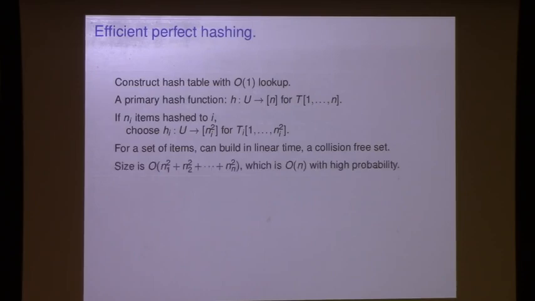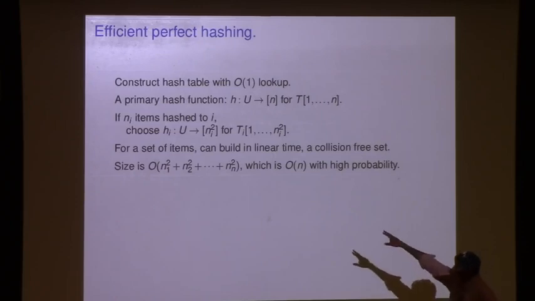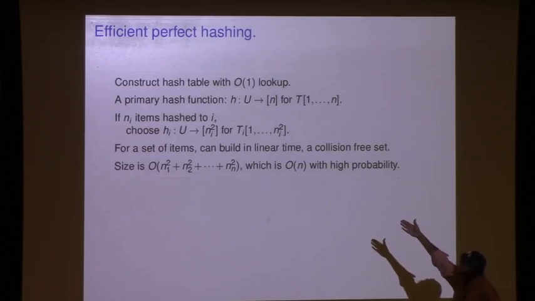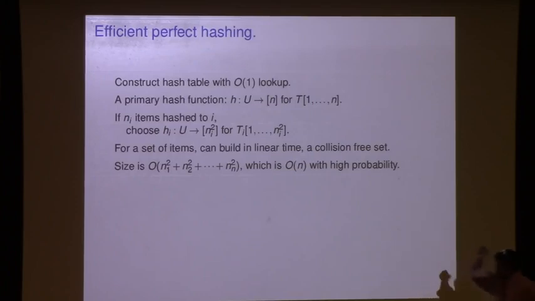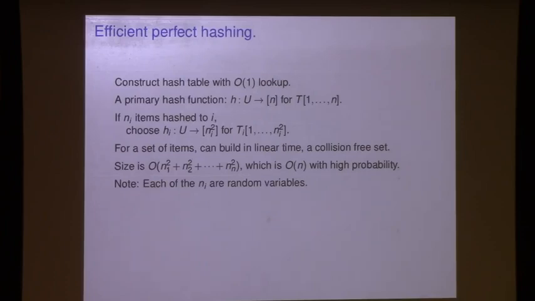Okay? And now the size of this thing is n_i squared, right? Each one of the hash functions here is we have a table of the number of items hashed to that element, to that number squared. Okay. And now you need to show this is O of n with high probability. And this is a calculation. Each one of the n_i's are random variables. Here's one analysis that kind of works.